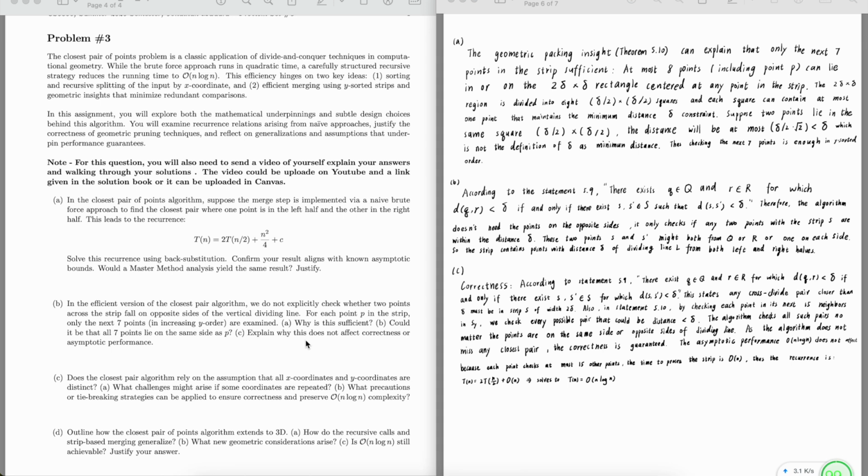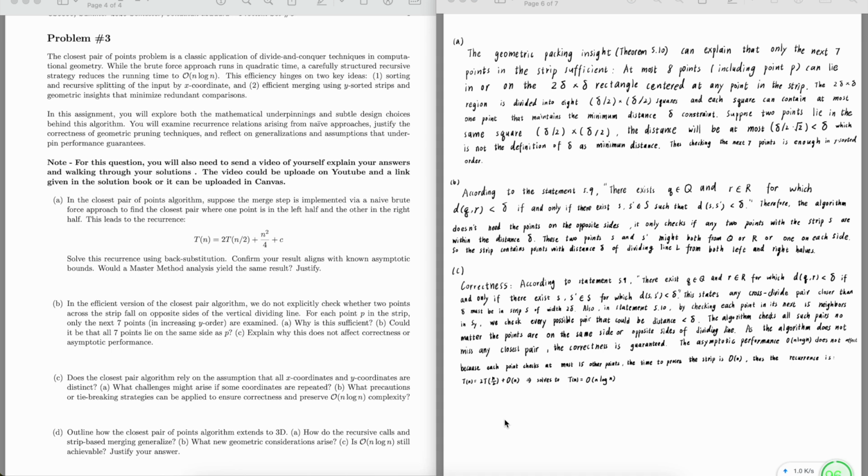For the third question, explain why this doesn't affect correctness or asymptotic performance. For the correctness part, according to statement 5.9, there exist Q in Q and R in R for which the distance between Q and R is less than delta if and only if there exist S and S prime in strip S for which the distance between S and S prime is less than delta. This states any cross-side pair closer than delta must be in the strip S with width 2 delta. Also, in statement 5.10, by checking each point against its next 15 neighbors in SY, we check every possible pair that could be at a distance less than delta. The algorithm checks all such pairs, no matter whether the points are on the same side or opposite sides of the dividing line L. As the algorithm doesn't miss any closer pair, correctness is guaranteed.